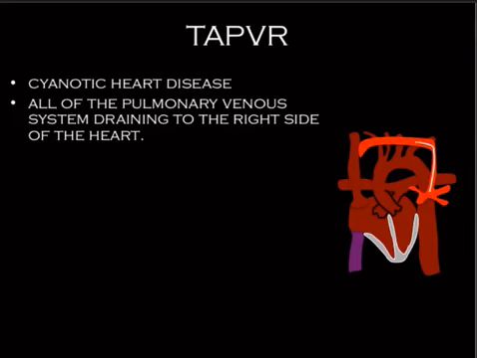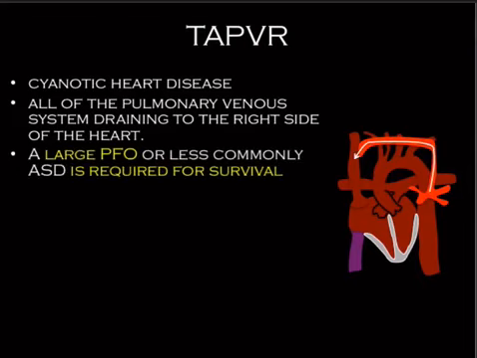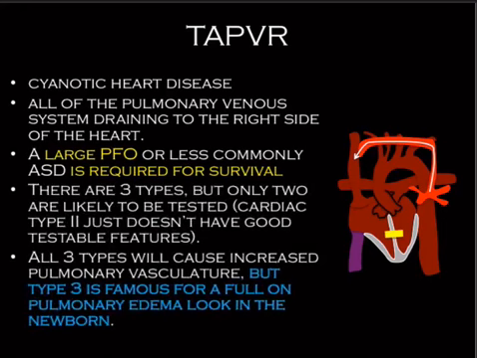Remember, total is all of them, okay? And requires a large patent foramen ovale. And there are 3 types, only 2 of which you only need to know about for testing. We mentioned the supracardiac one, the one that looks like a snowman, but there's another type that you need to know as well, and that is the infracardiac type. The type 2 or the cardiac one, the one that's in the middle, don't worry about that one.